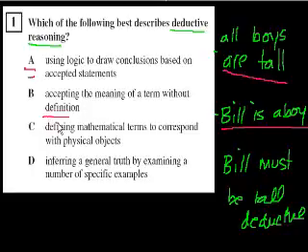So it's not B. I don't think anything is really B. C, defining mathematical terms to correspond with physical objects. Well, no, that's not really anything related to deductive reasoning either. D, inferring a general truth by examining a number of specific examples. Well, this is more of what I had just talked about, inductive reasoning. So they want to know what deductive reasoning is, so I'm going to go with A. You use logic to draw conclusions based on accepted statements.